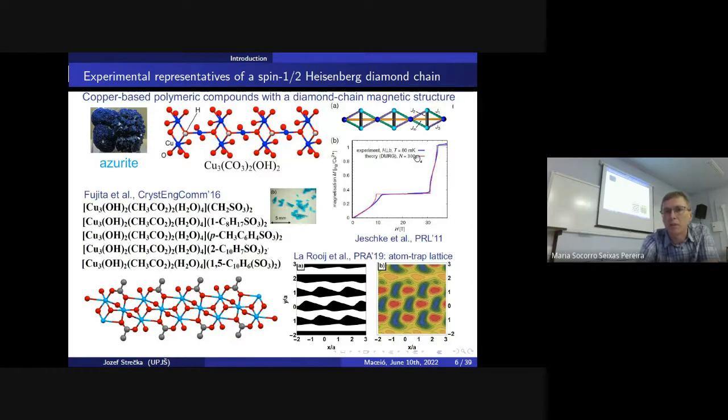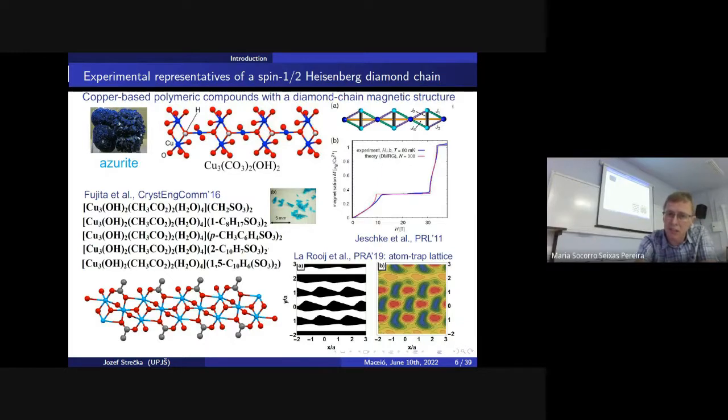This is how the typical magnetization curve of azurite looks. It shows an interesting 1/3 magnetization plateau, with a continuous rise from zero field up to the lower edge of the 1/3 plateau, and between the upper edge of the 1/3 plateau and saturation. There are a lot of other examples of diamond chains. For instance, these 5 analogs were prepared by Fujita et al. And this is one of them, its crystal structure. They were not studied as well as azurite, so there are not so many magnetic measurements for them.